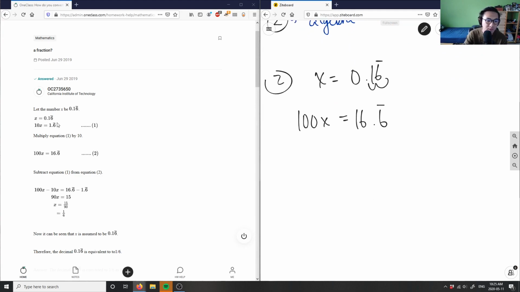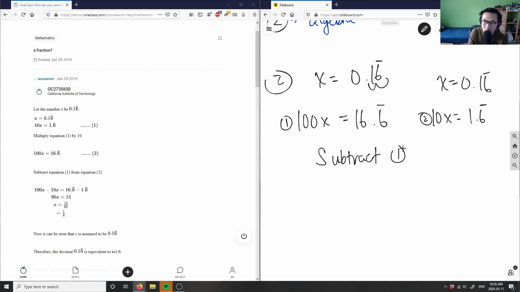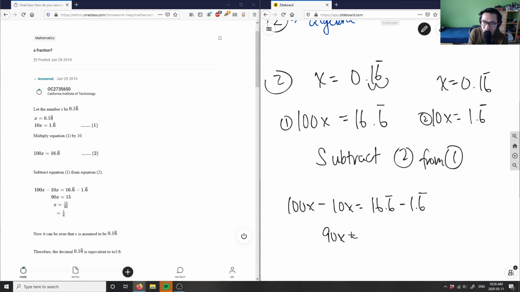Then I'm making two equations. x equals 0.16 bar, and multiplying both sides by 10 gives 1.6 bar. What we're doing here is subtracting equation one from equation two, or rather, in this case, equation two from equation one. So I have 100x minus 10x equals 16.6 bar minus 1.6 bar. 100 minus 10 gives me 90x, and 16.6 minus 1.6 gives me simply 15, as the repeating parts cancel out.